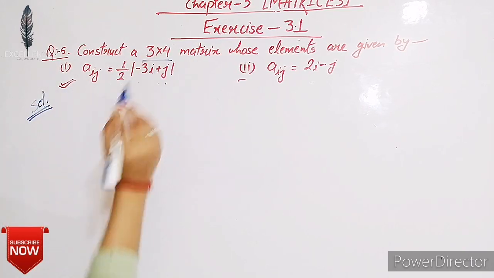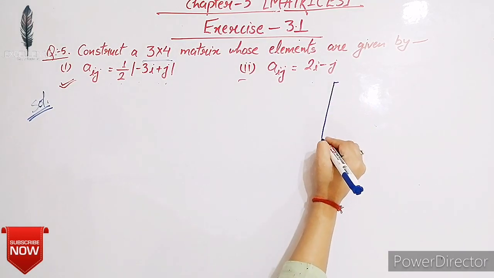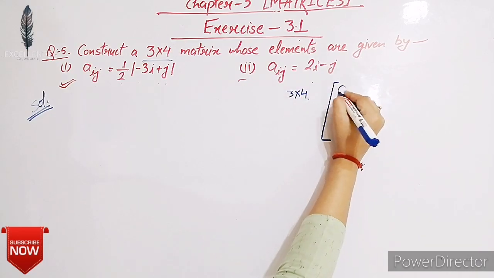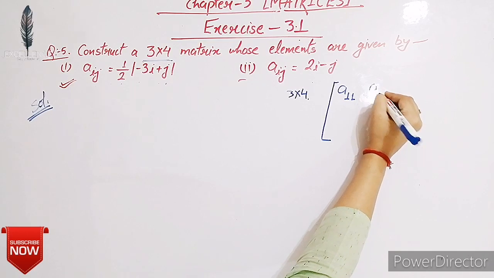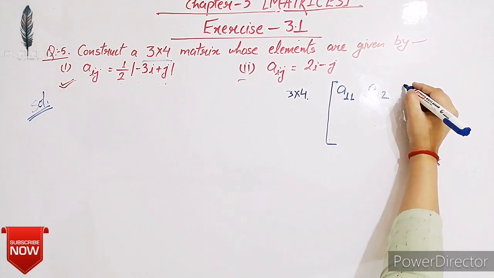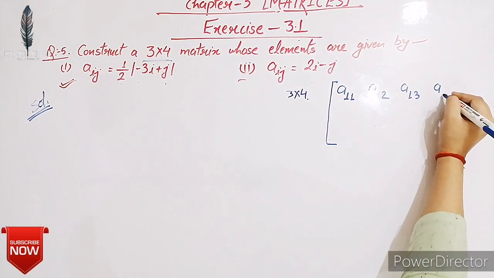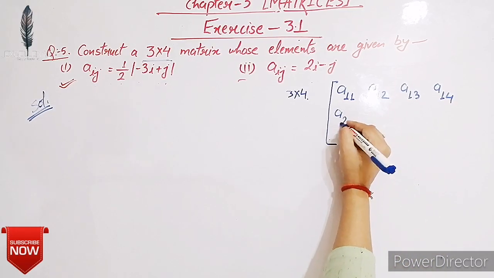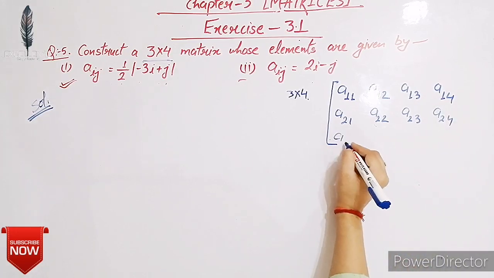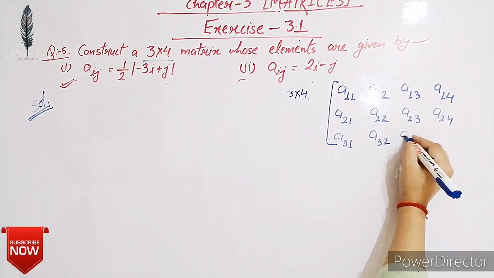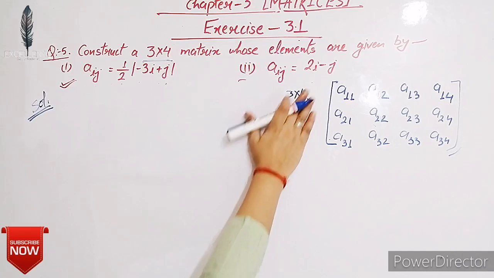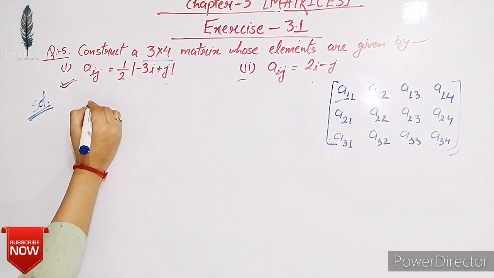Okay, let's solve it. We have to form a 3 into 4 matrix. So total number of elements are equals to 12 and position क्या होगी, A11, A12, A13, A14 because 4 columns हैं, and A21, A22, A23, A24 and last row A31, A32, A33, A34. इसके अकॉर्डिंग क्लियर हो रहा है हमें आई और जे का वैल्यू क्या पुट करना है. ओके, लेट्स सॉल्व द फर्स्ट पार्ट.